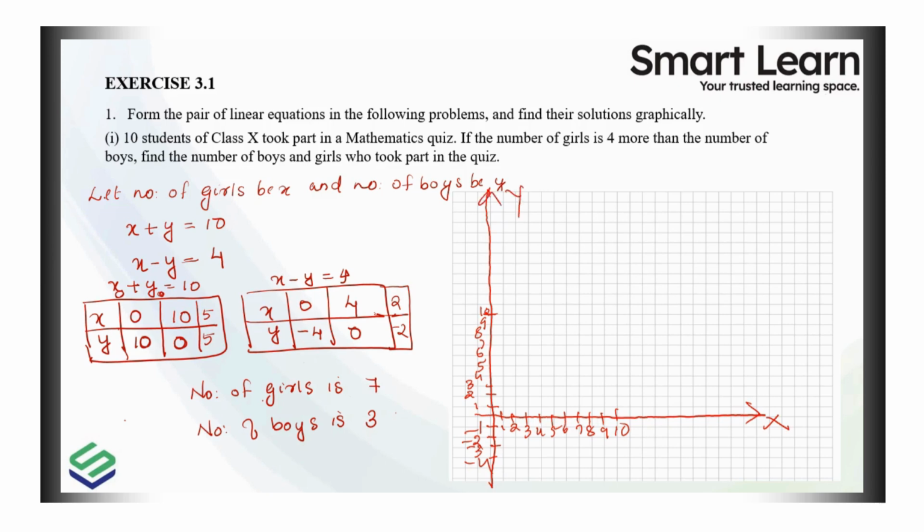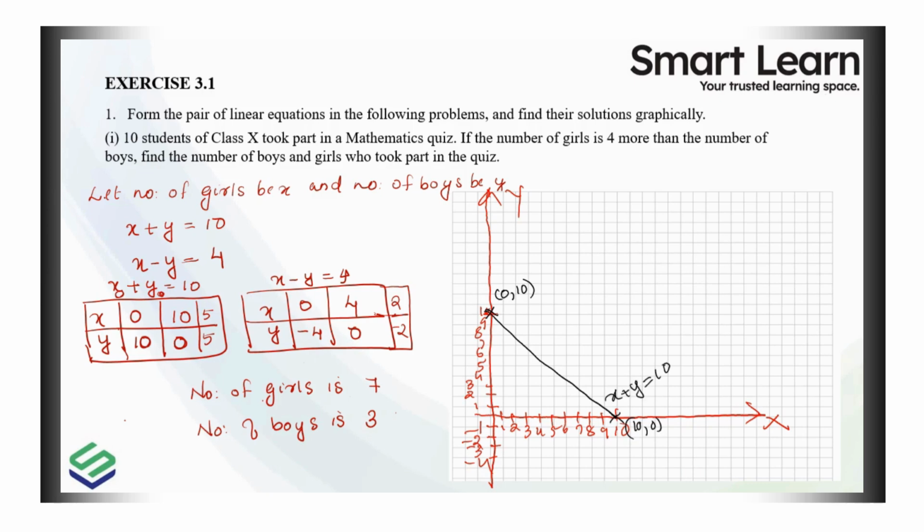What is the first point? 0, 10. So here is 0, 10. Next is 10, 0. So when you plot these, what will you get, children? Like this you will get. Okay, now next is the next graph. Here you have to write this is x plus y is equal to 10.